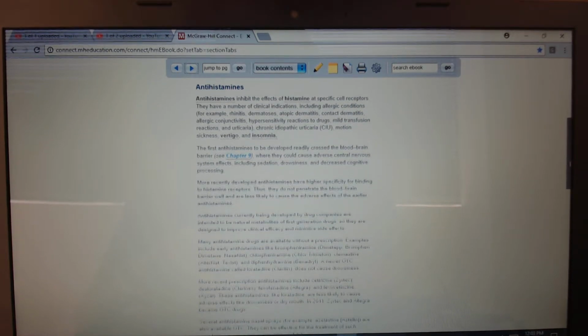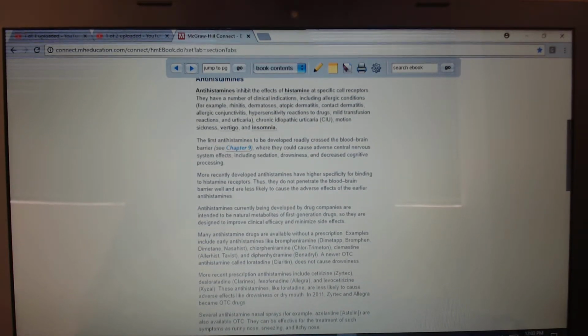Antihistamines inhibit the effects of histamine at specific cell receptors. They have a number of clinical indications, including allergic conditions, for example, rhinitis, dermatosis, atopic dermatitis, contact dermatitis, allergic conjunctivitis, hypersensitivity reactions to drugs, mild transfusion reactions, and urticaria, which are hives, chronic idiopathic urticaria, motion sickness, vertigo, and insomnia.